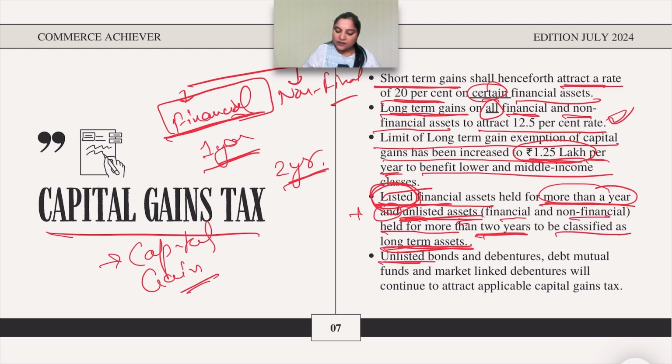Okay. Unlisted bonds, debentures, debt mutual funds, and market-linked debentures will continue to attract the applicable capital gain rates. Means the old provision will apply. I hope it's clear. So we have seen a change in short-term capital gain, but only on certain financial assets. That certainty will be cleared with the help of the notification, and after the notification we'll discuss the details, even from the numerical and practical perspective.